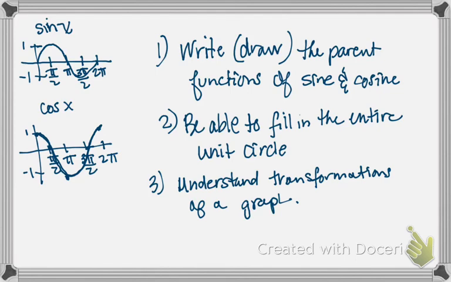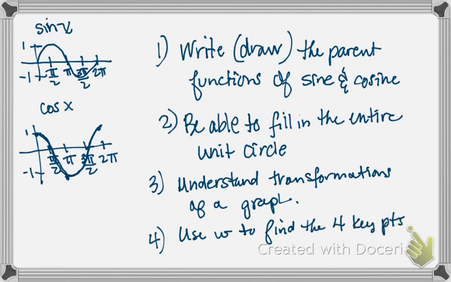Oh, the other thing I want you to do is be able to use omega to find the 4 key points. So what do I change in the parent functions? What do I change the values to? How does that work? So be sure to be able to do that.